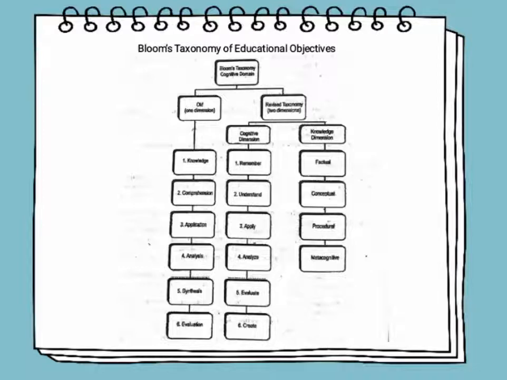Sa revised taxonomy naman, ito ay nahati naman sa dalawang dimension. Yun ang cognitive dimension at ang knowledge dimension. Sa cognitive dimension, nakapaloob ang remember, understand, apply, analyze, evaluate, at ang create. Sa knowledge dimension naman, dito nakapaloob ang factual, conceptual, procedural, at metacognition.